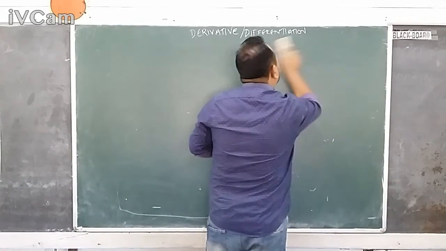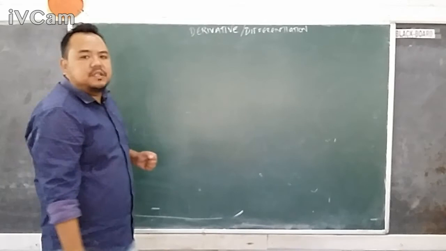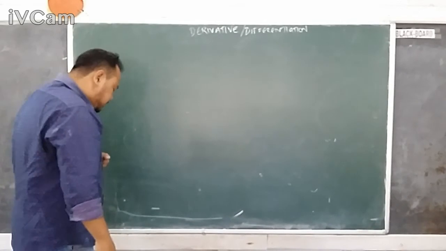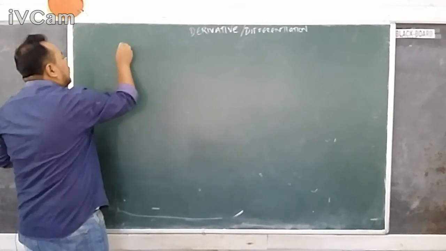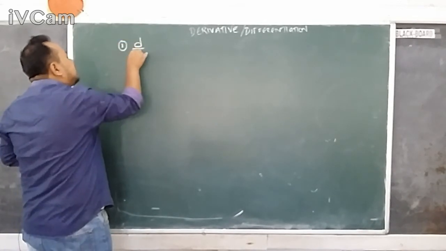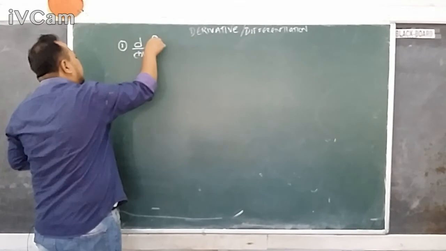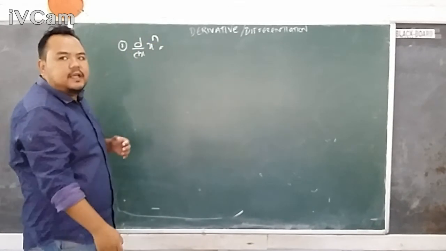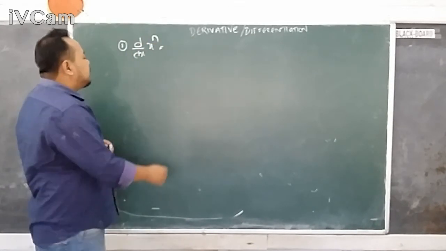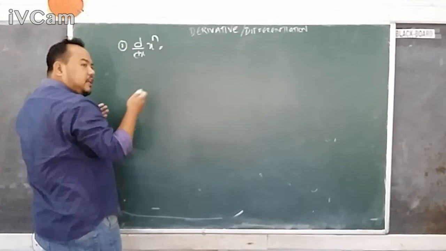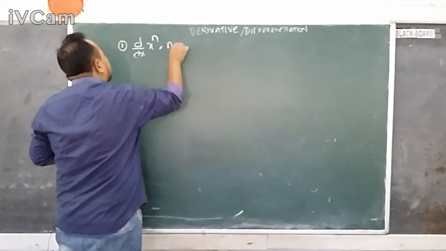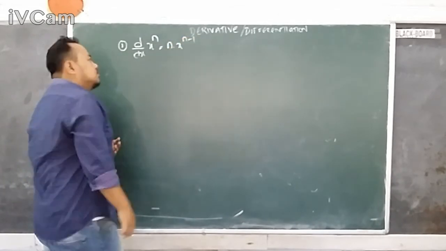Apply the formula. Okay, apply the formula means differentiate. Differentiate means break the function. Formula number 1 says d by dx of x to the power n. That means whenever the power of x is n, then what is going to happen? The power, I told you, you are breaking it, so n comes in front and x to the power n minus 1. So this is the formula.